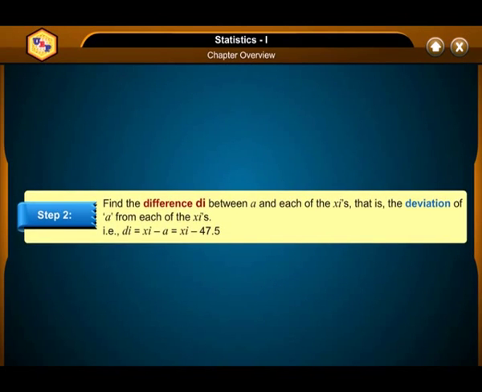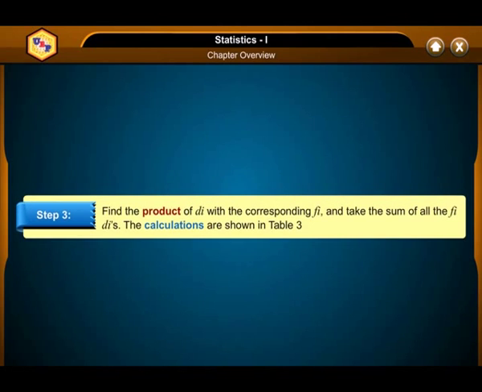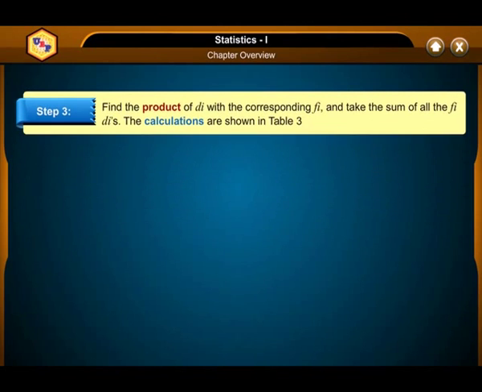Step 2. Find the deviation di between A and each of the xi's, that is, the deviation of A from each of the xi's. That is, di is equal to xi minus A, equal to xi minus 47.5. Step 3. Find the product of di with the corresponding fi and take the sum of all the fi di's. The calculations are shown in Table 3.